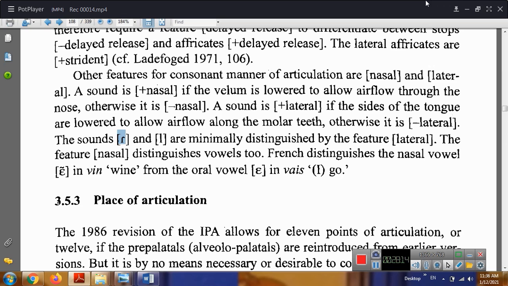The feature nasal distinguishes vowels too. French distinguishes the nasal vowel when a vowel is followed by nasal sounds like ne, me, or when it occurs between two nasal vowels. We consider them nasalized sounds, like a, and we show the nasalized sounds by this symbol above that sound. Therefore, when we say that, in contrast with the oral vowel a, this e is nasal.